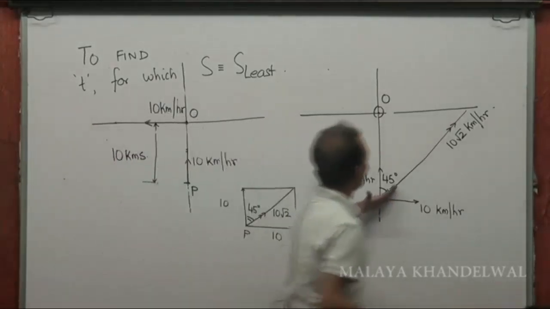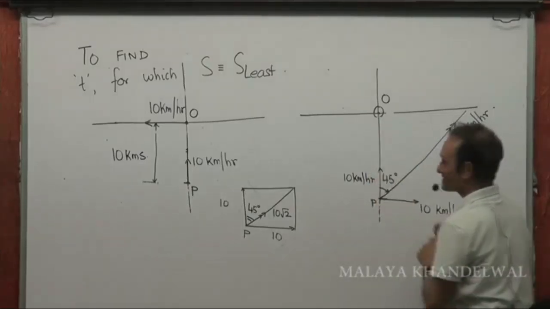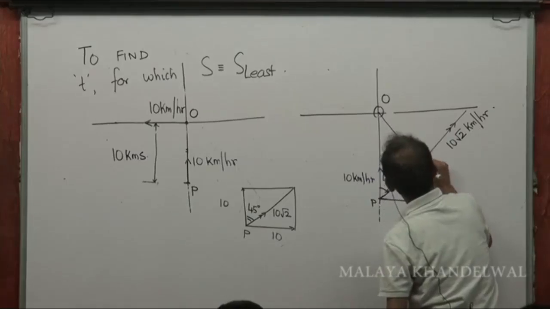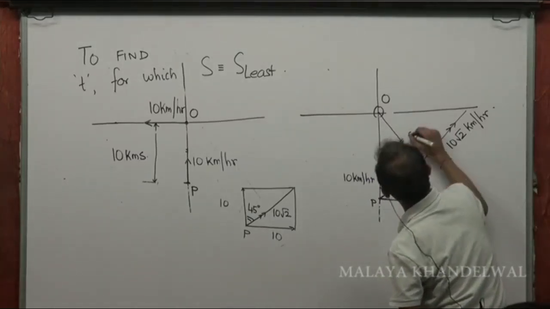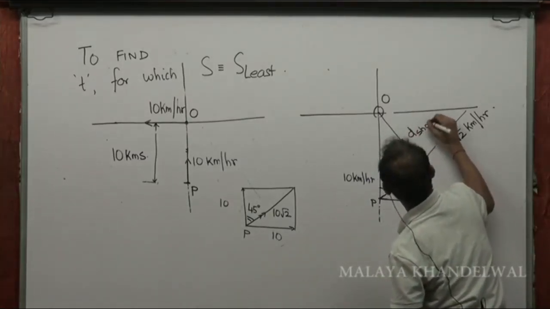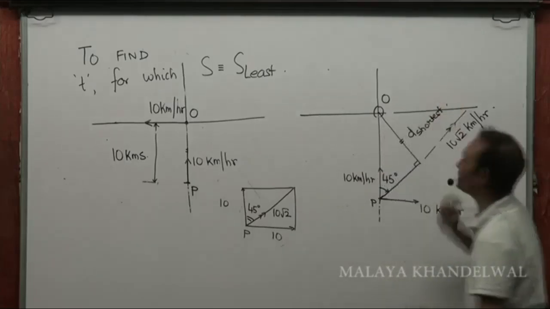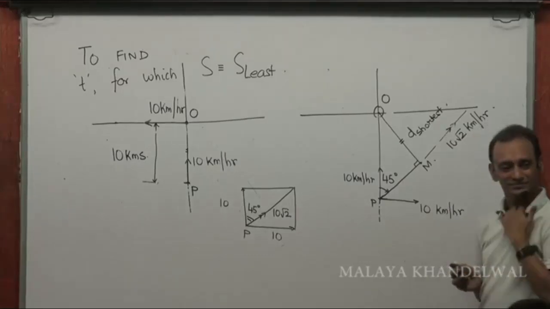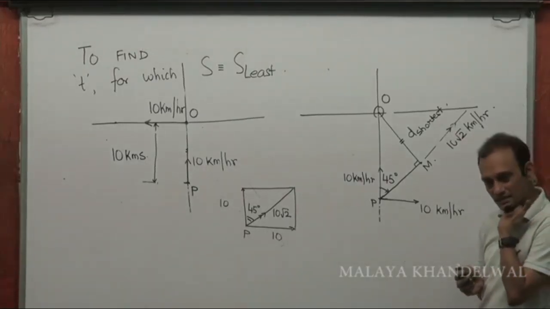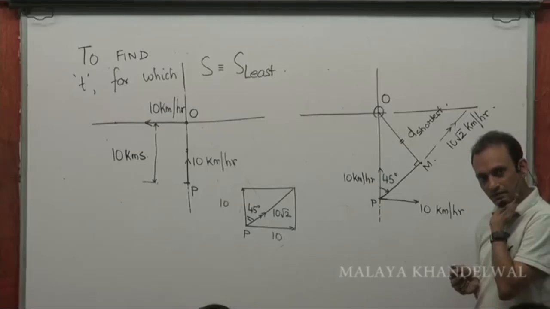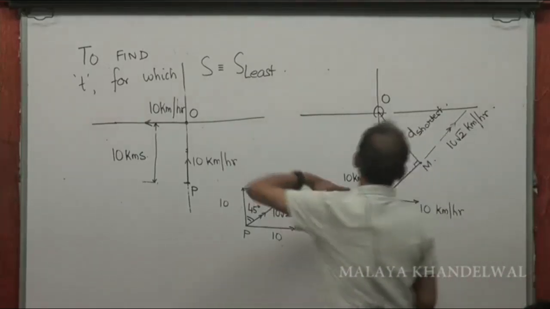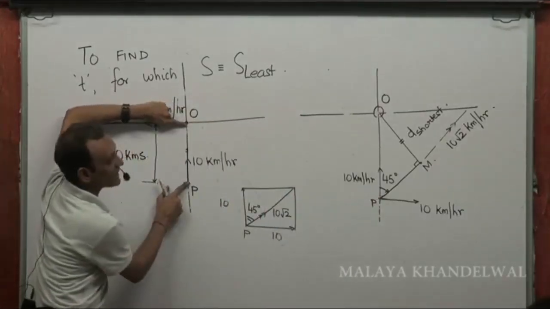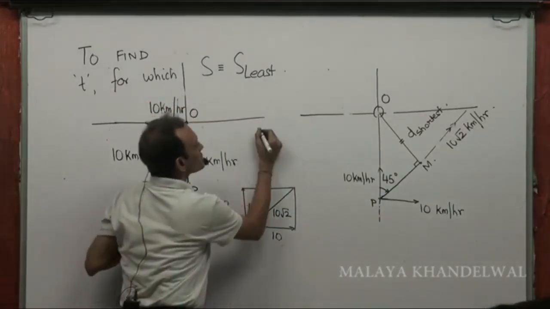Now, if P moves in this direction and O is fixed, then during this journey of P, do you realize that this would be the shortest distance between O and P? Perpendicular distance? Yes or no? OM would be the shortest distance between O and P. The perpendicular distance, isn't it? And this we know is 10 kilometers. See, OP is 10 kilometers.